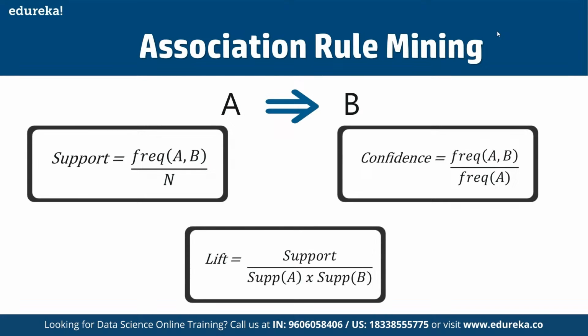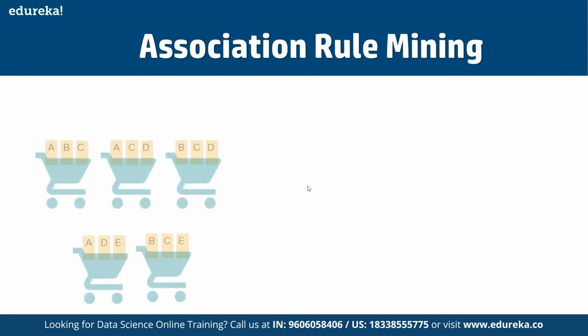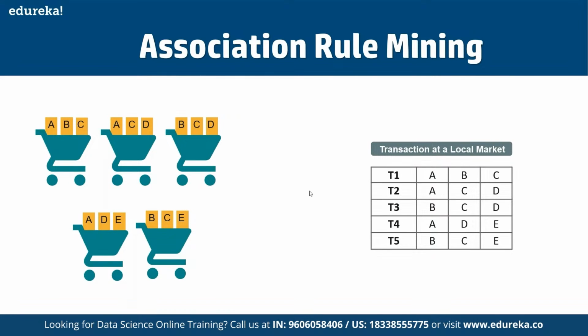So let's get started with the a priori algorithm, and now let's see how exactly it works. All right, so now let's discuss the transactions at our local market. In transaction 1 we have ABC, in transaction 2 we have ACD, in transaction 3 we have BCD, in transaction 4 we have ADE, and in transaction 5 we have BCD.